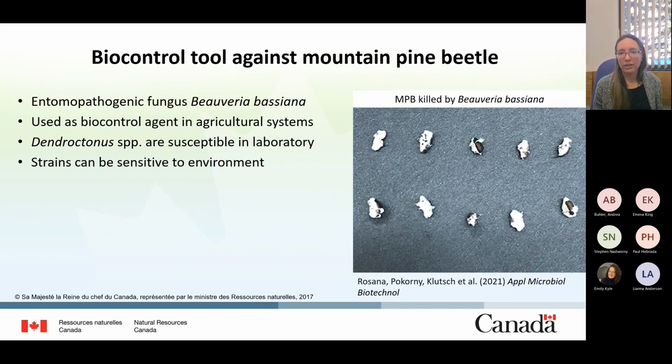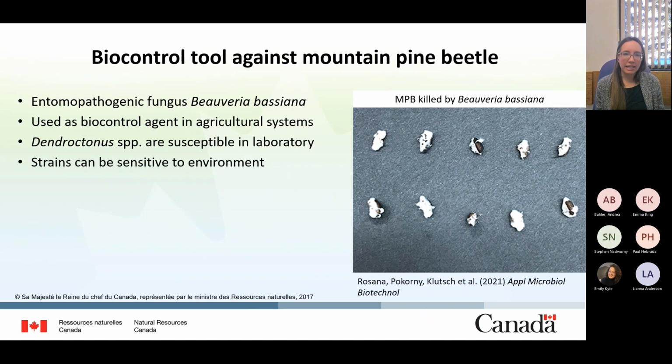But so Beauveria, what is it? It's an entomopathogenic fungus. So it's a fungus that kills beetles. You can see in that photo, the white fuzz is the mycelium. That's the fungus growing on those dead mountain pine beetles. And it's used as a biocontrol agent in agricultural systems. It's kind of a generalist fungus, so it can infect a large diversity of insects, but you can find strains of it that just infect a narrow range of insects.